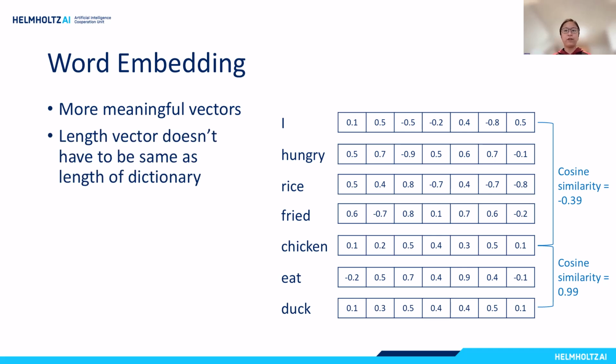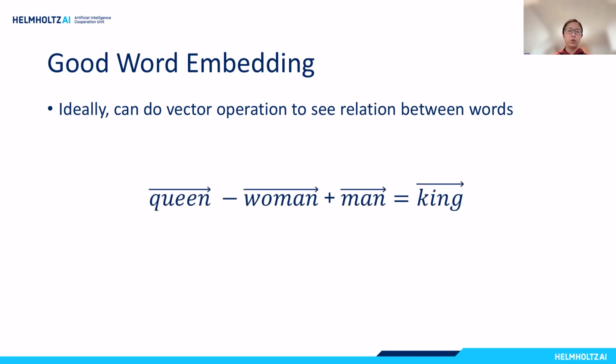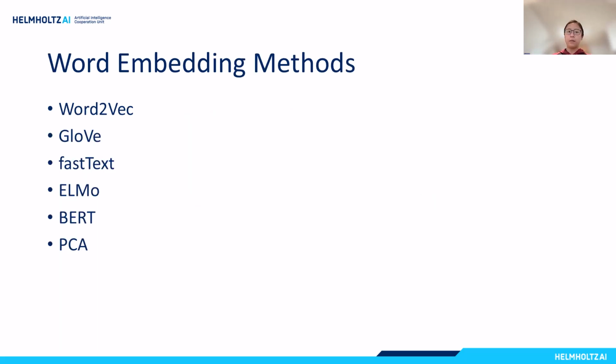And the length of the vector does not have to be the same as the number of words. With a good word embedding, ideally, we can also use vector operations for relations between words. For example, the word king minus man added with woman, we should be able to get the queen vector. This is the ideal. There are many ways to create word embedding, including deep learning based methods and traditional machine learning based methods. For example, these methods.